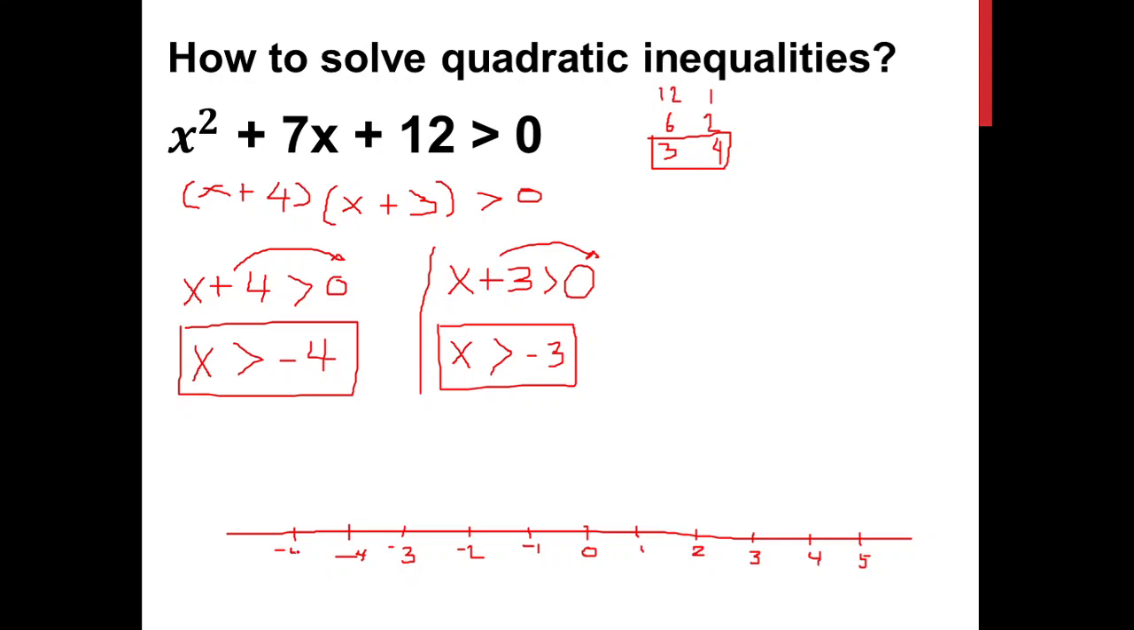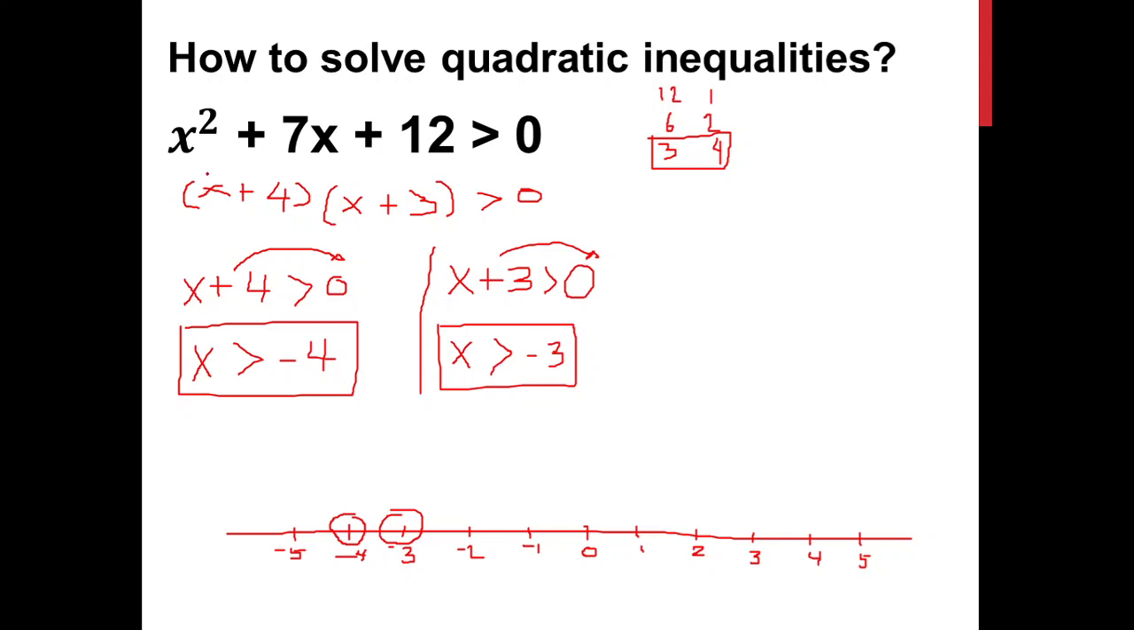Now, since the inequality symbol being used is greater than, we use the open circle in plotting it on the number line. It means that negative 3 is not a possible solution to our inequality statement, and so is negative 4. Now, let's try to prove that negative 4 and negative 3 are not part of the solution.